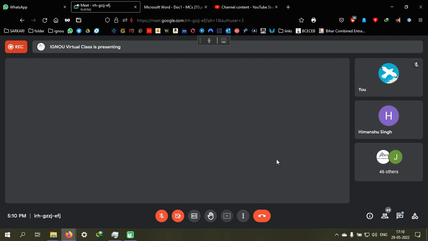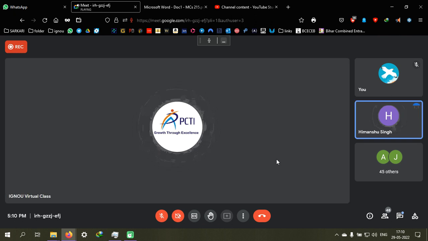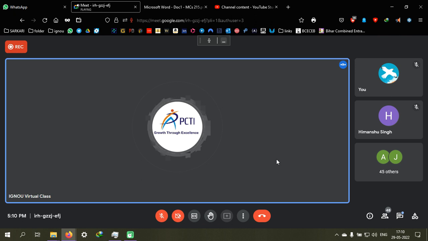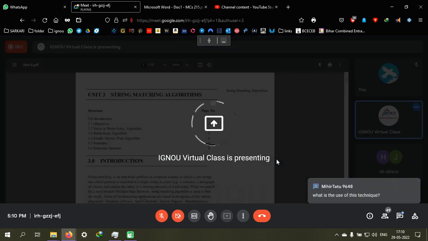Now we have only one block, sorry, one remaining unit. That is unit number 3, string matching algorithm.